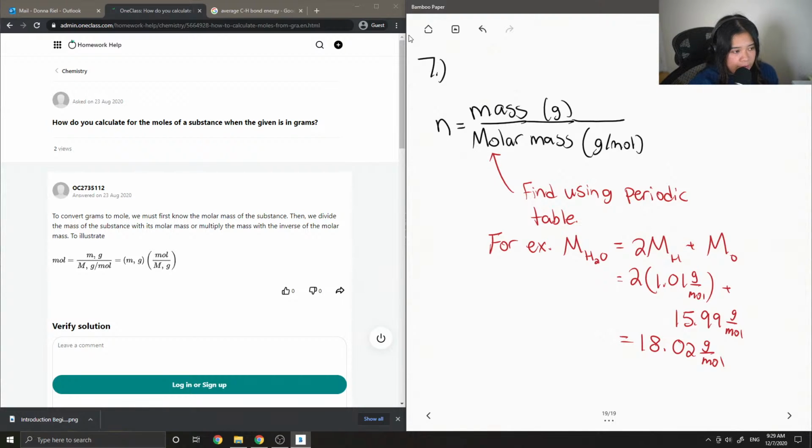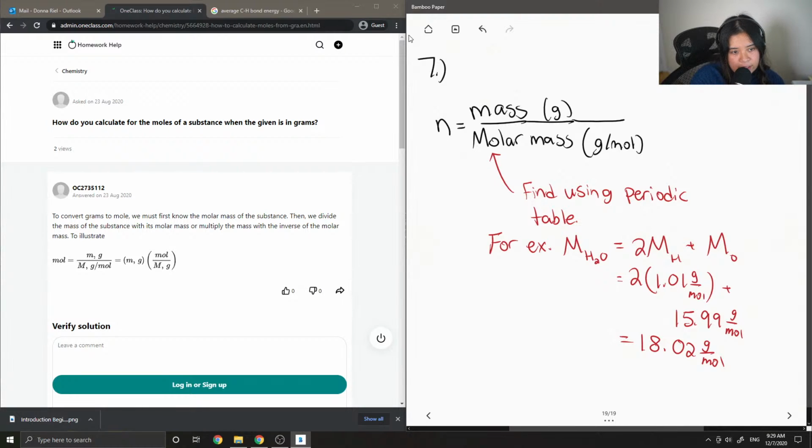And then if we have a substance that they give us the value in grams and they need to have us find the number of moles, then it'll just be that mass divided by 18.02 grams per mole, and then we'll get the number of moles of water.